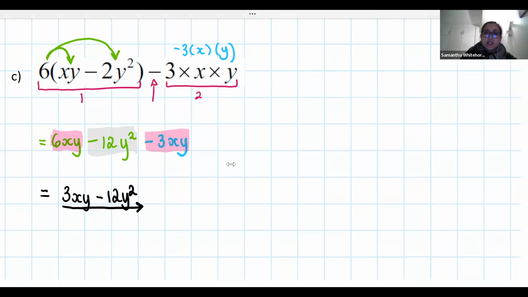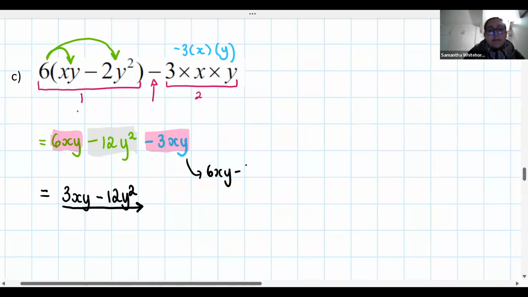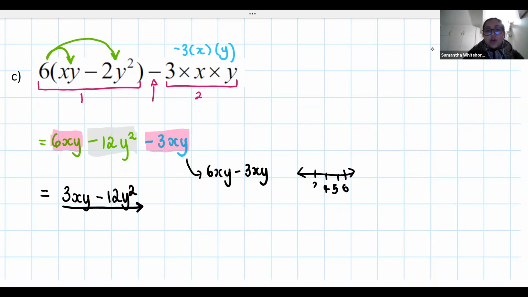Okay, very nice. So guys, just be careful. There were a lot of minus 3xy's. If we take those like terms, 6xy minus 3xy, if you think of your number line, if you're at 6 and you're subtracting 3, you're not going to a negative value. You're still at positive 3. So that's why we've got a positive 3xy in our final answer. Okay, but on the right track, this was slightly harder because it looks a little bit weird.